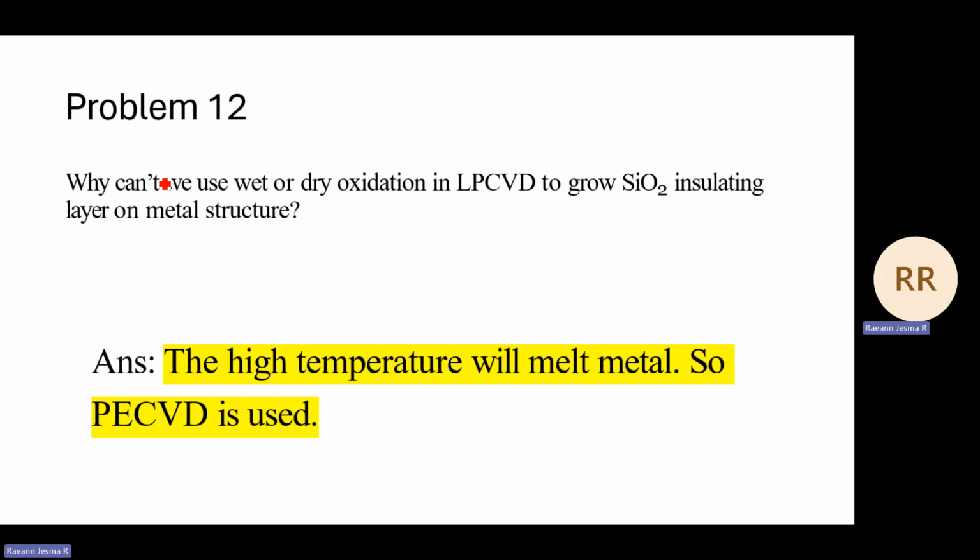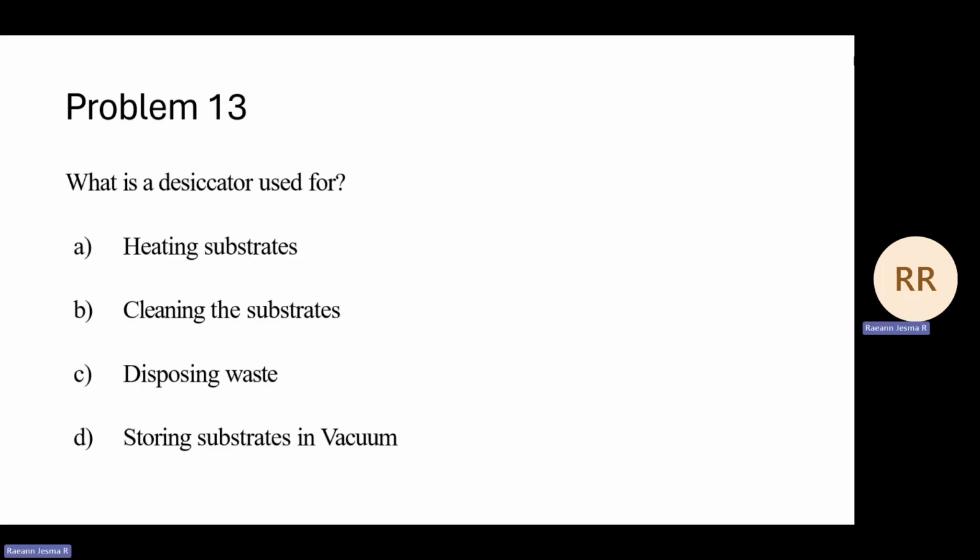Okay. So the answer to problem 12, why can't we use wet or dry oxidation in LPCVD to grow SiO2 insulating layer on metal structure, is that the high temperature will melt the metal. So we are using PECVD instead, which is a low temperature process. Next, let us move on to problem 13.